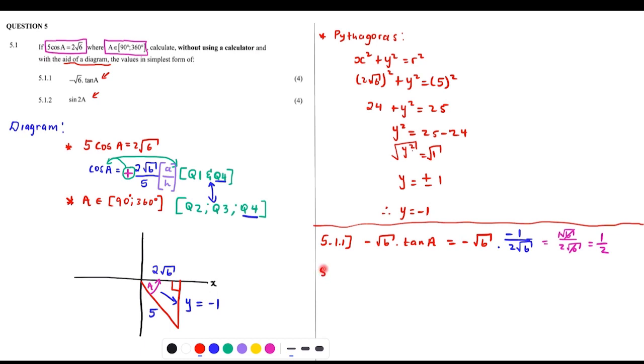And then we're going to look at 5.1.2. 5.1.2 says sine 2a, right? Here this is a double angle, so we don't have a 2a as our angle, we only have an a. This means we need to first apply the double angle as 2 sine a times cos a. Here we have cos a and sine a. Sine a is going to be opposite over hypotenuse, so my opposite is going to be minus 1, my hypotenuse is going to be 5, and cos a is going to be adjacent root 6 over hypotenuse, which is 5.